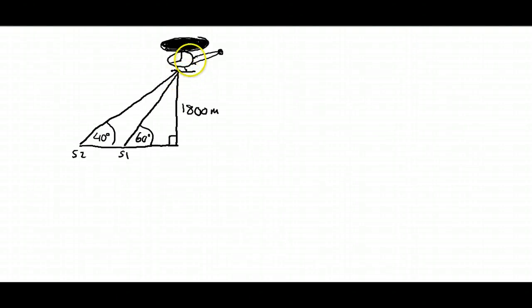Okay, in this problem, we've got a helicopter which is trying to rescue two people in the ocean. So this is the ocean down here. One of the people is located here at S1, the other person is located here at S2. We know the helicopter is 1800 meters above the ground, and we know that the angle of elevation from person 1 up to the helicopter is 60 degrees. From person 2, the angle of elevation is 40 degrees. These are both angles of elevation.